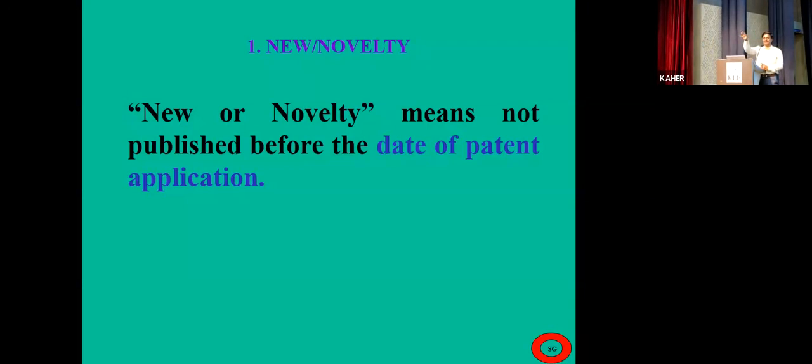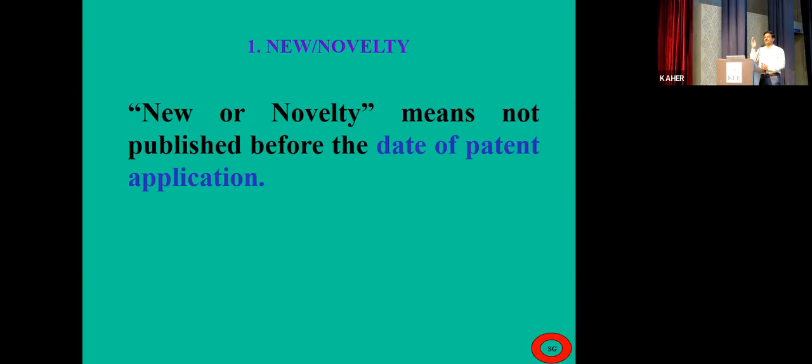Say today among you anyone files a patent application either online or offline to the patent office today, on 4th May 2023. So till yesterday, means 3rd May 2023, whatever there is in the public domain, it is all prior art or the state of the art. So it's all public domain.